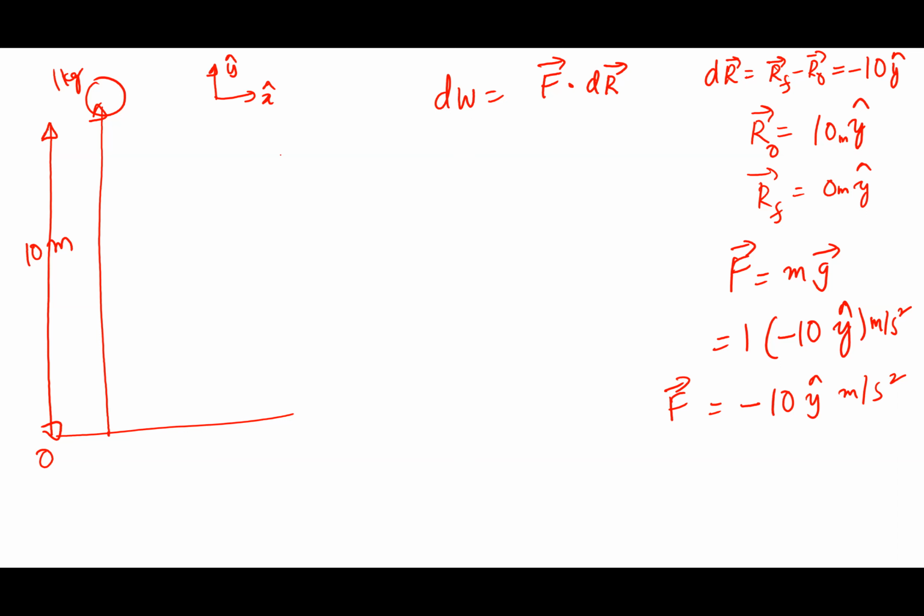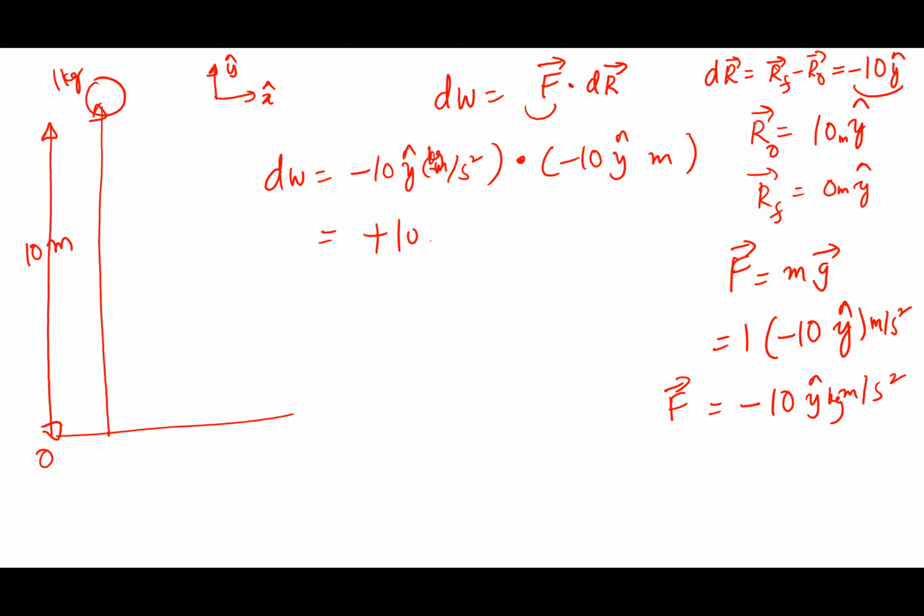So then our work done would be equal to, the force is minus 10 y hat meter per second square, right? Dotted with dr, which is minus 10 y hat meters. Kg meter per second square. So that is the same thing as plus 100. This kilogram meter per second square is newtons, so newton meter.